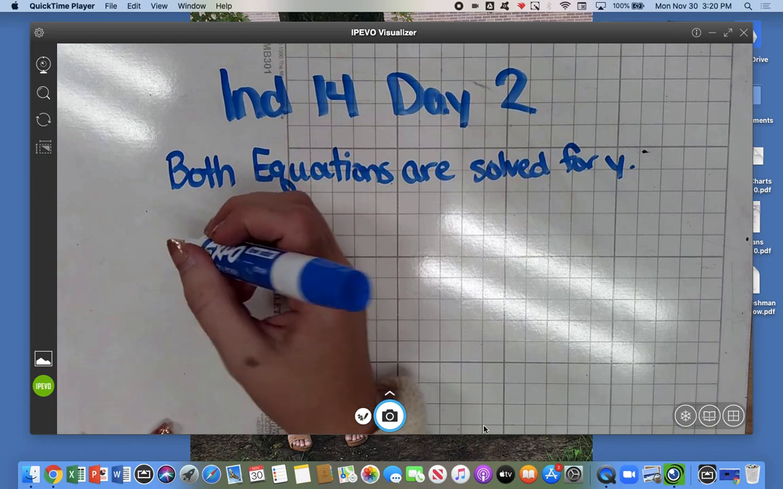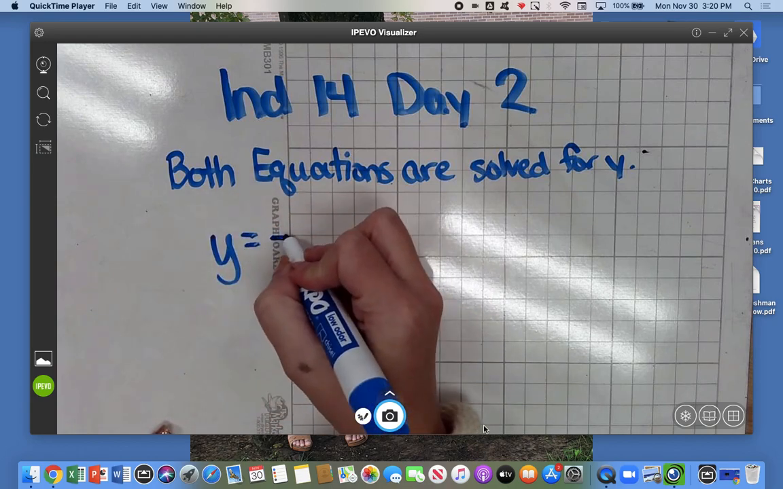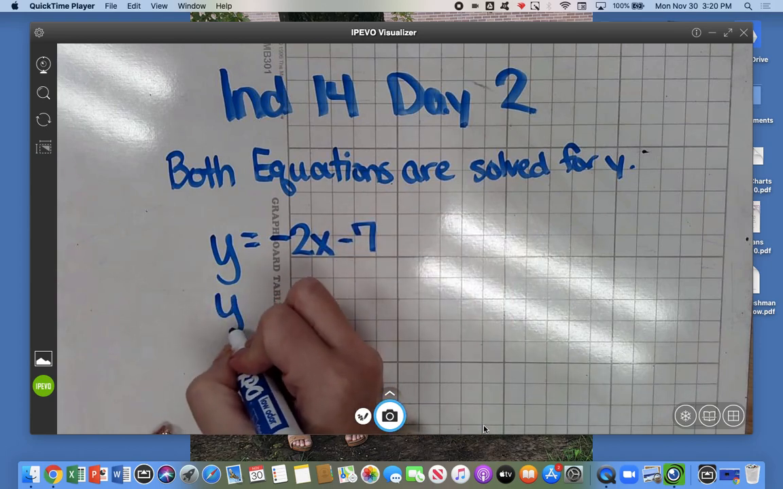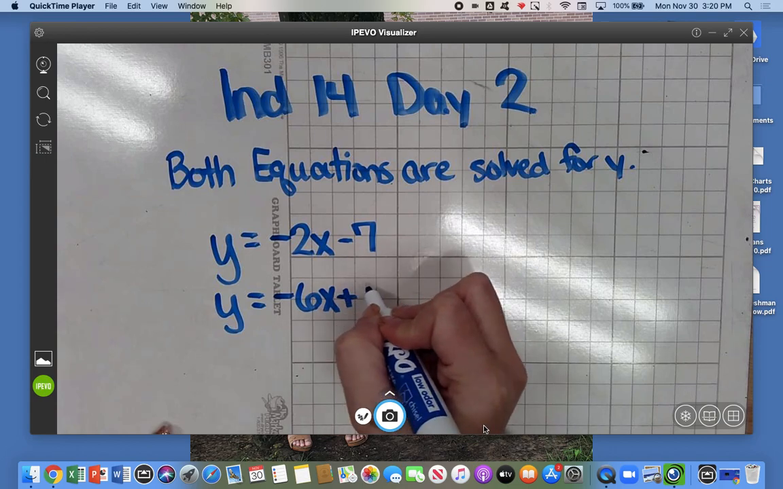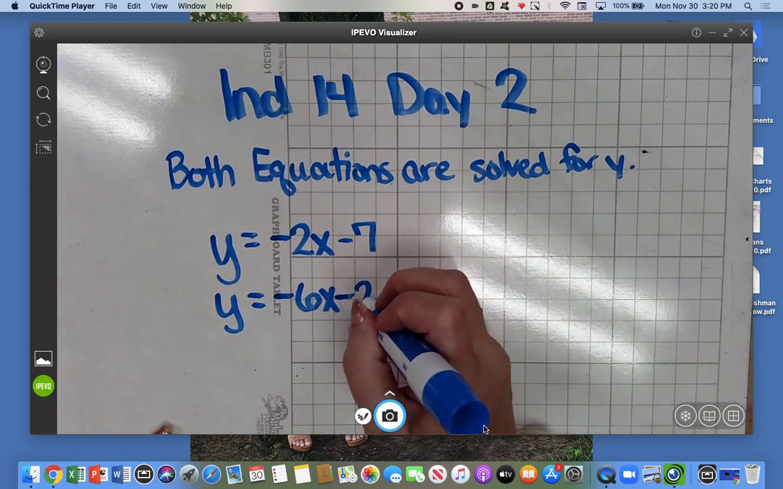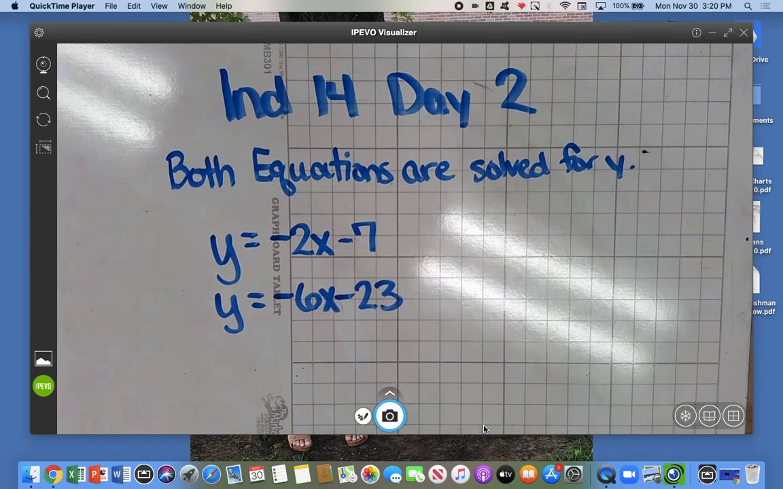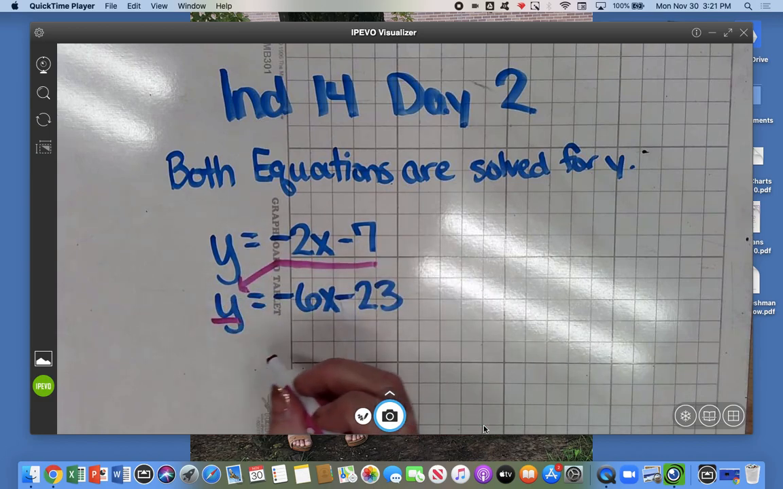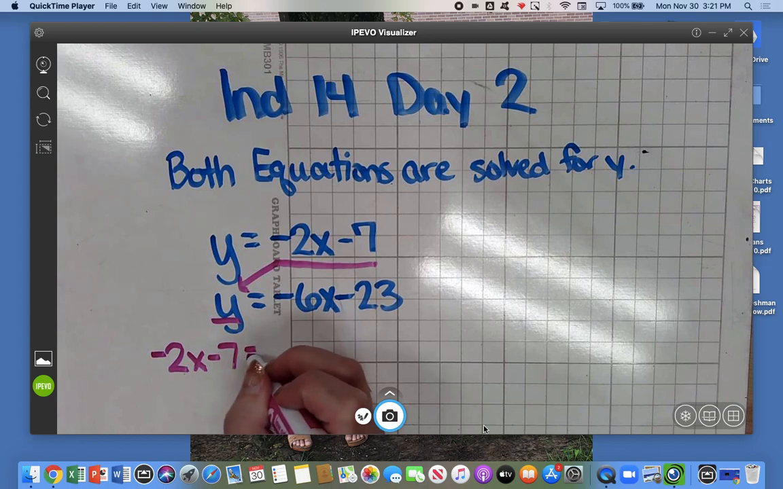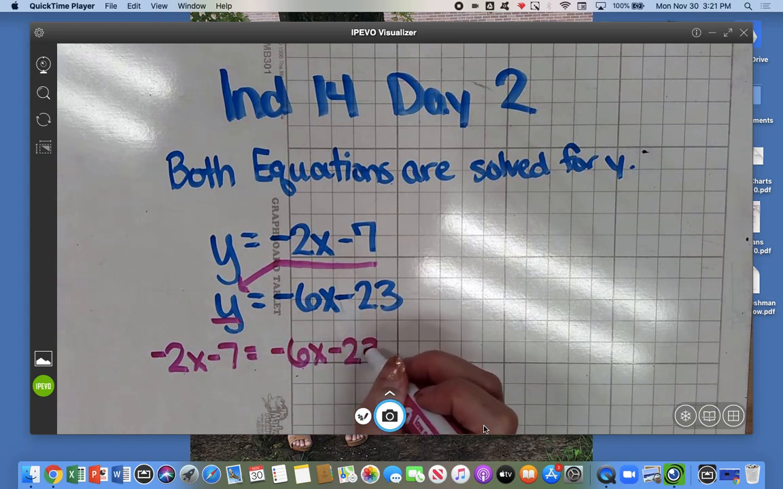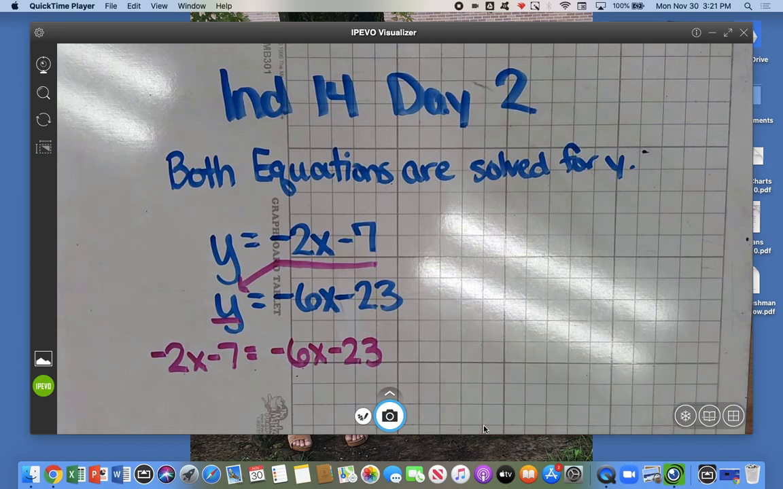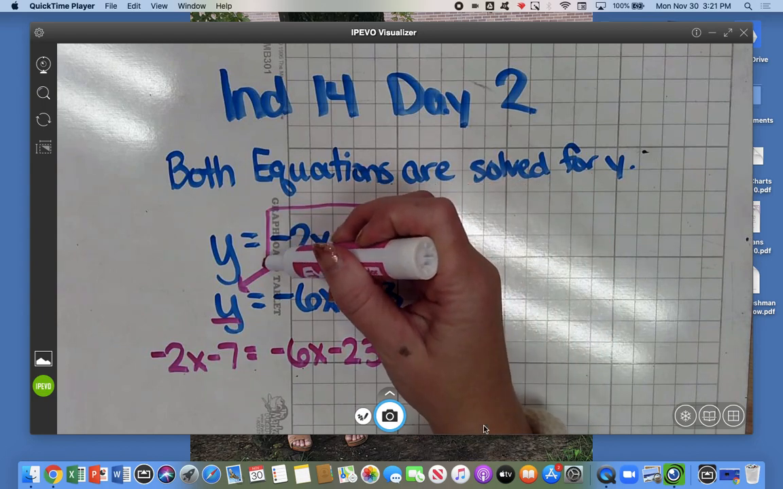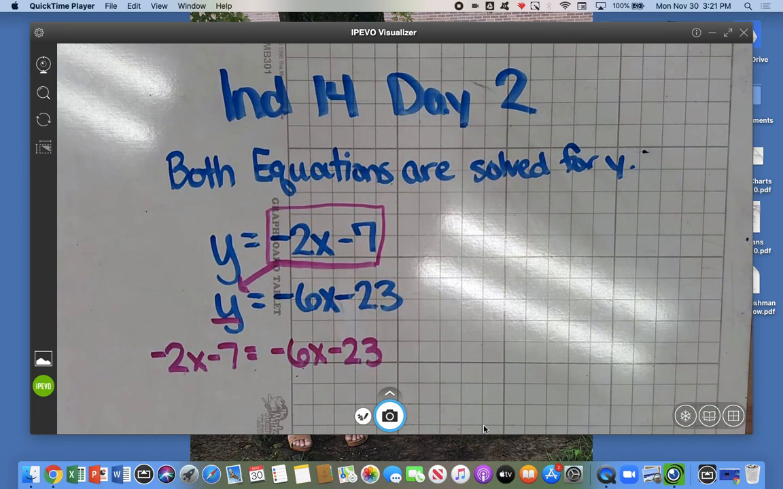So our first example that I want to go with today is the first equation is y equals negative 2x minus 7. And the second one is y equals negative 6x minus 23. All right, so whenever you are solving this, what we are doing here is we are doing substitution. So if we know that y is equal to negative 2x minus 7, we can substitute it in for that y over here. So it becomes negative 2x minus 7 equals negative 6x minus 23. And if they're both equal to y, they have to be equal to each other, right? So we are just taking that whole expression, negative 2x minus 7, and plugging it in for y.